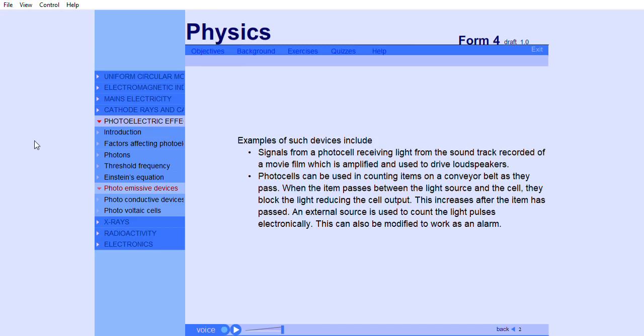Photocells can be used in counting items on a conveyor belt as they pass. When the item passes between the light source and the cell, it blocks the light, reducing the cell output. This increases after the item has passed. An external source is used to count the light pulses electronically. This can also be modified to work as an alarm.